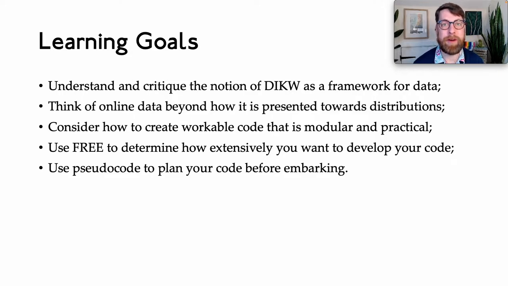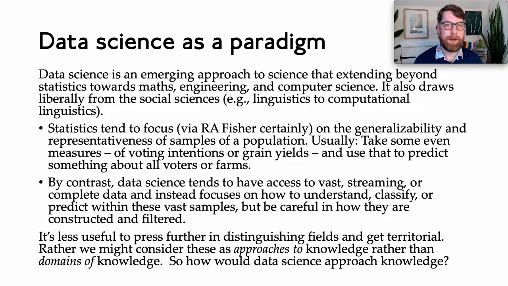The first thing we're going to want to do, though, is talk about data science. What is it? What is social data science? So data science as a paradigm. We might think of it as an emerging approach to science that extends beyond statistics towards math and engineering and computer science, at least on one side. On the other side, it draws liberally from the social sciences, particularly, for example, like linguistics going to computational linguistics or geography going to geographic information systems.